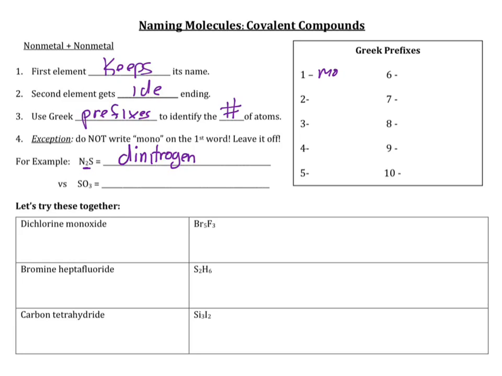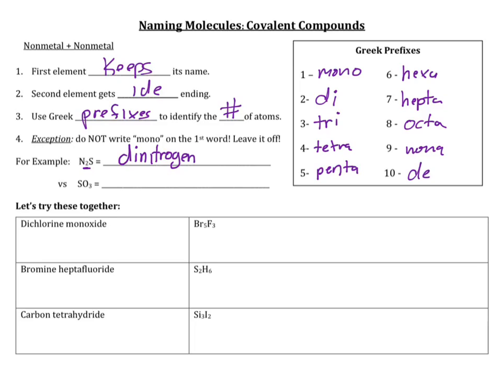So we have mono. Mono means one. Di means two. Three is tri. Four is tetra. Penta is five. Hexa is six. Hepta is probably the one that most people forget, is seven. Octa is eight. Nona is nine. And deca is ten.